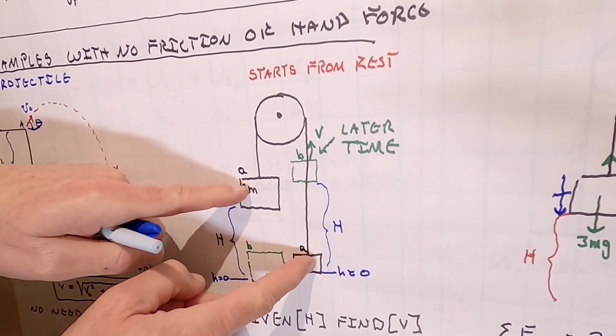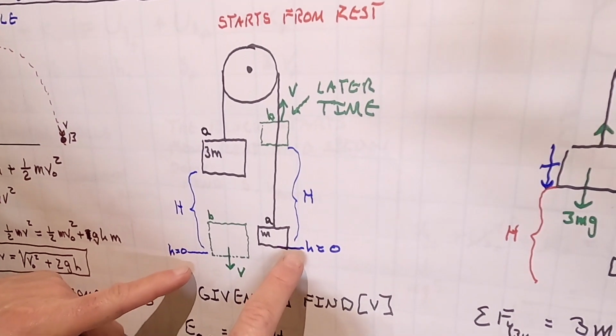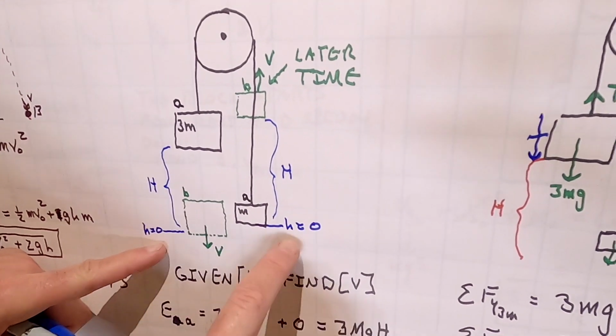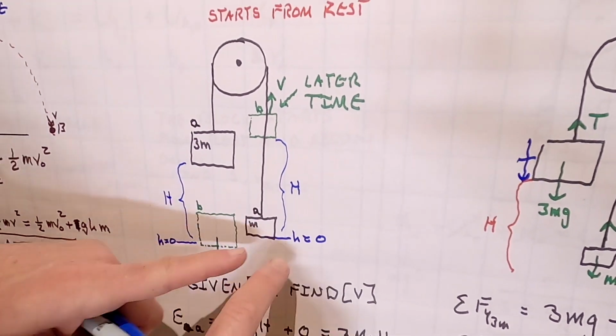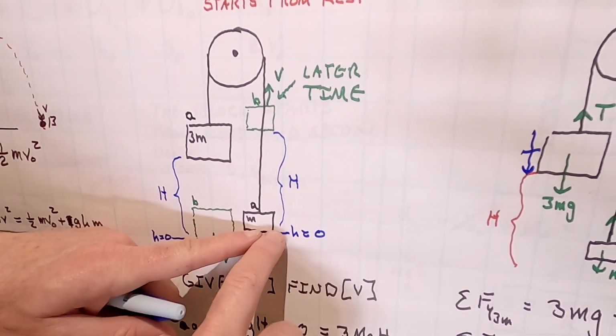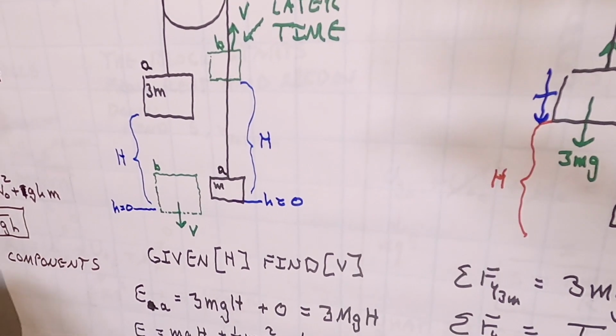So right here, now you notice for the height equals 0, I can put each block its own height equals 0. So this block went from here to here, so I'm going to call this height 0. This one went from here up to here, so I'm going to call that height 0. They don't have to even share the same h equals 0.